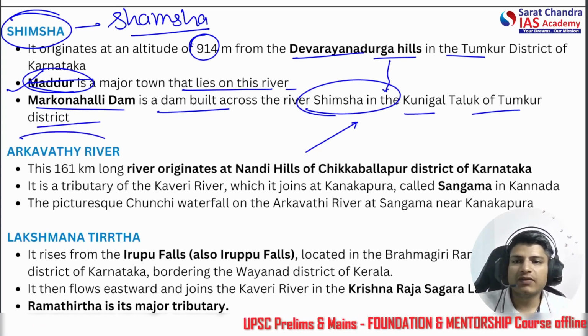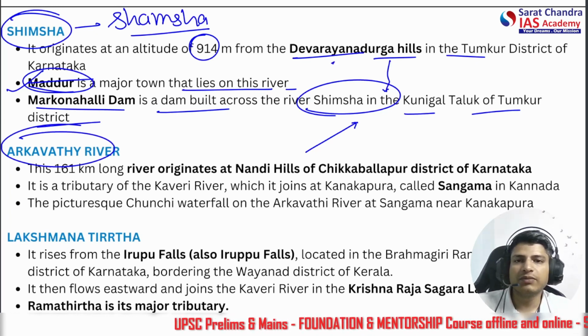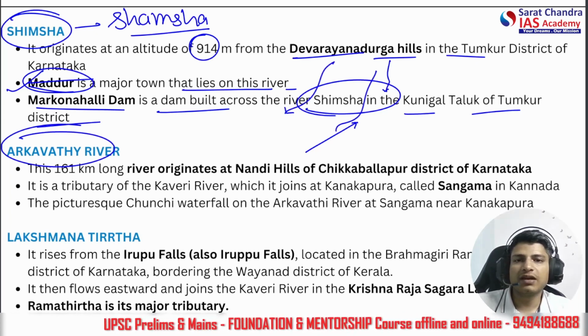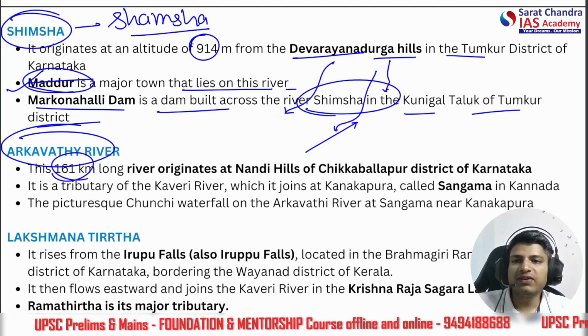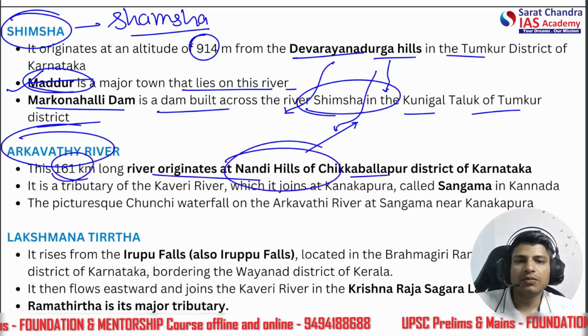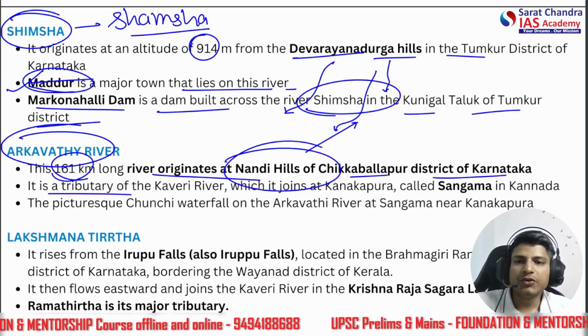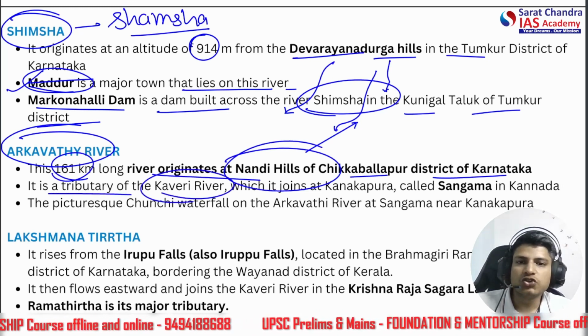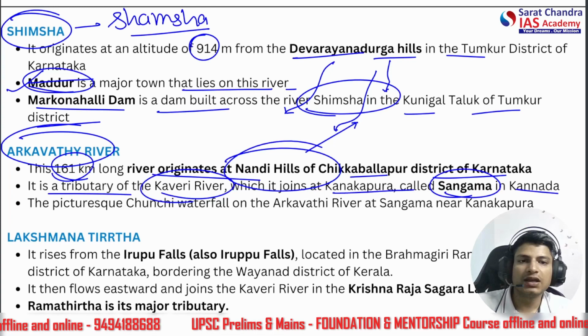One more, we see the Arkavati river. So Arkavati is coming on the same side from the Shimsha river, running parallel to the Shimsha. So this 161-kilometer long river originated at the Nandi Hills of the Chikkaballapur district of Karnataka. It is a tributary of the Kaveri river, which it joins at Kanakapura, called Sangama in Kannada.